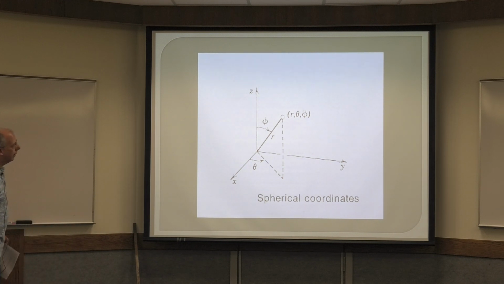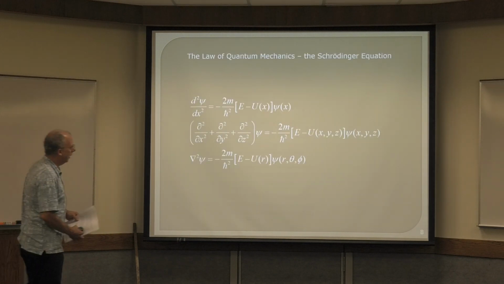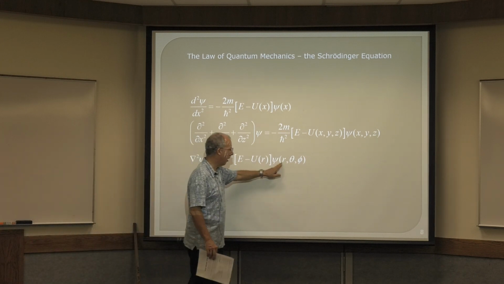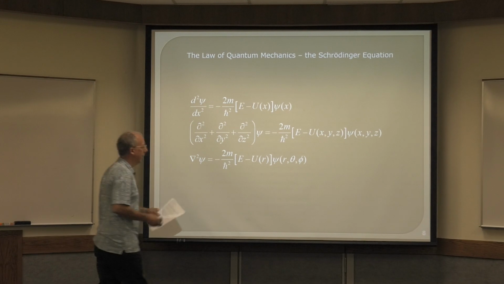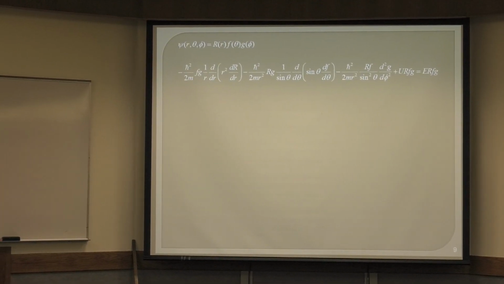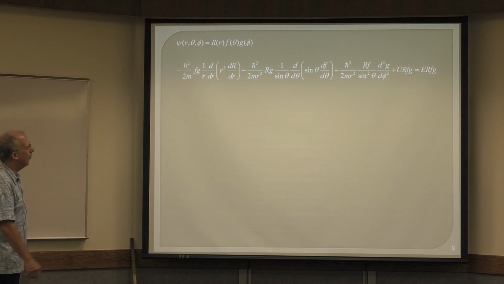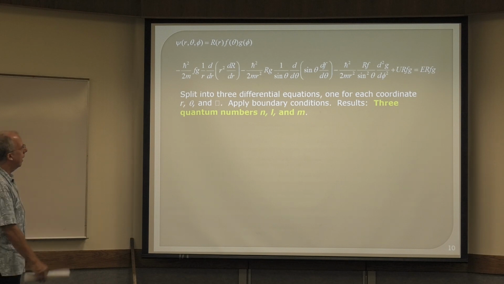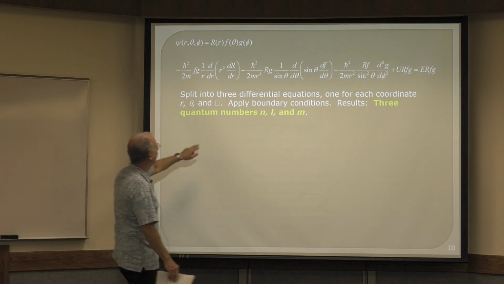So if you do that, here you go, right? So the spherical coordinates are theta and phi. And there it is. Isn't that awful? So we're not going to solve that. However, we are going to look at the results. Now, what's the deal with this?